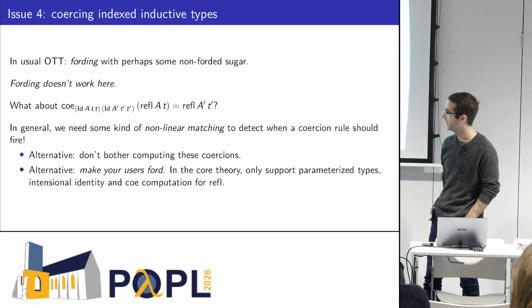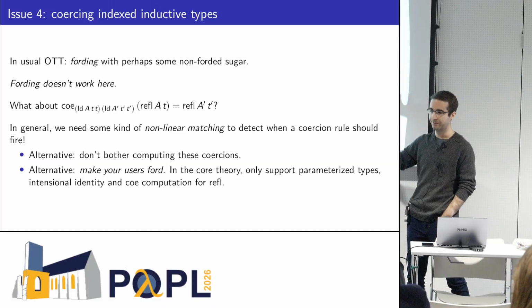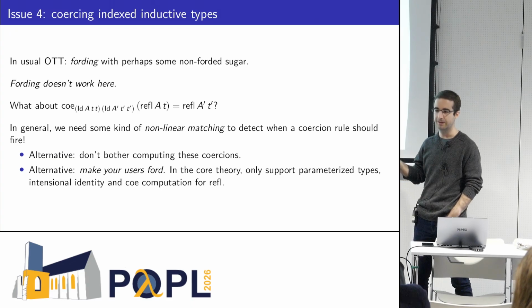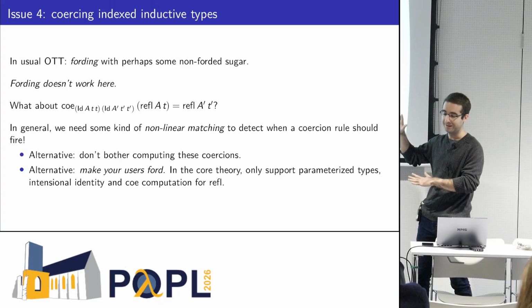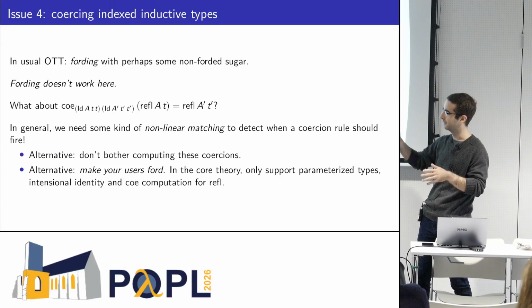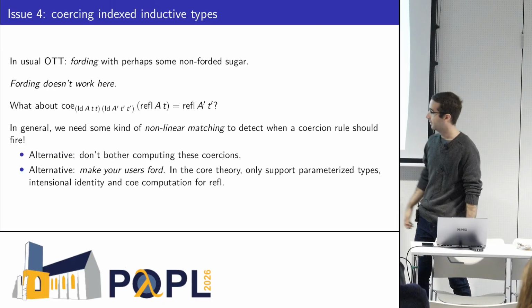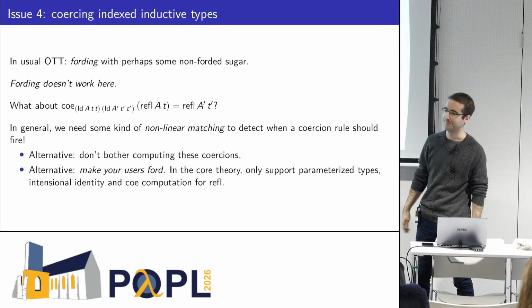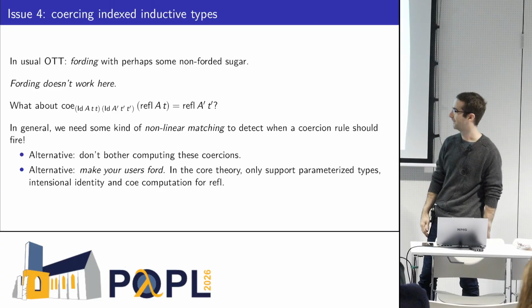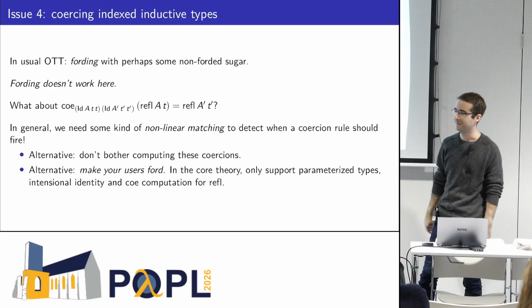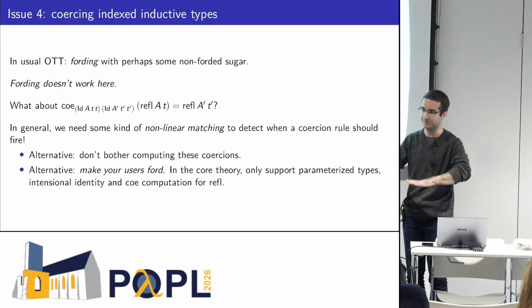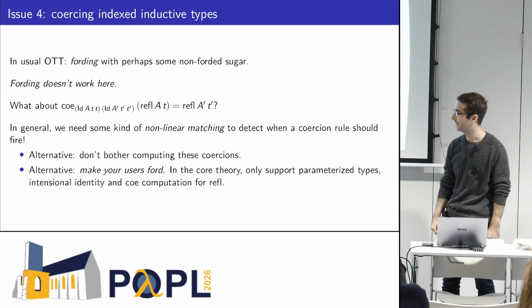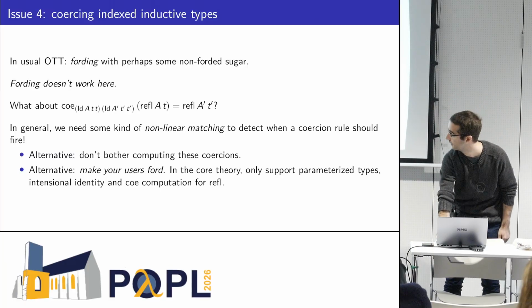So can we do something else? Alternative: just don't bother computing. Everything here is a bonus, something extra on top of all existing proof assistant unification implementation. Maybe we just don't want to bother. Or alternative, just make the language users forward themselves. So only support parameterized types in your theory, and this computation rule, and just force your users to forward themselves, and then this implementation is simple.